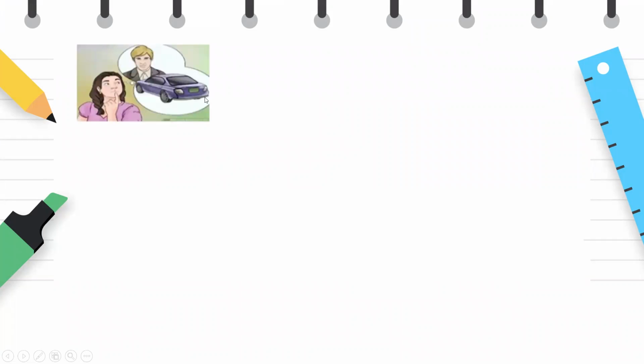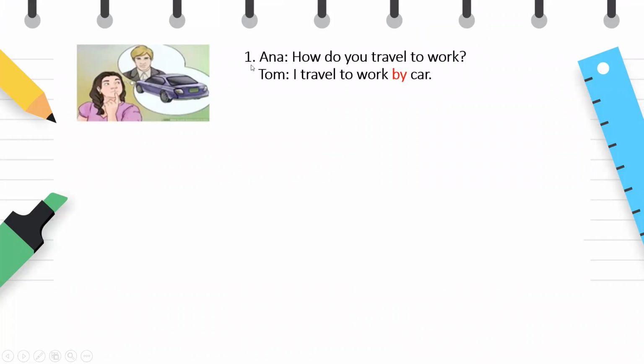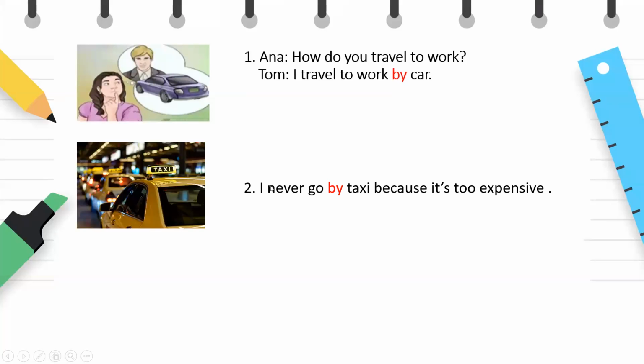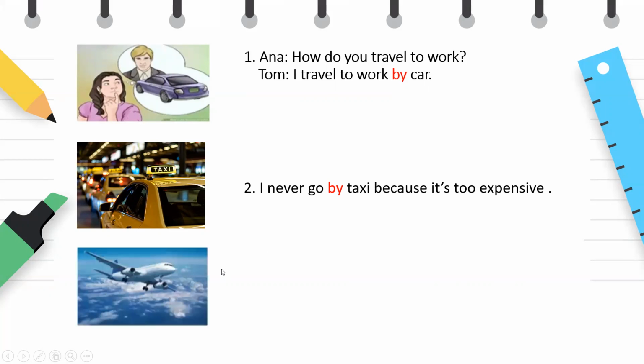Let's look at the examples. Number 1. Anna: How do you travel to work? Tom: I travel to work by car. So this is the general meaning, by car. Number 2. I never go by taxi because it's too expensive. Here we have the same meaning. And number 3. When he goes to Australia, he goes by plane.